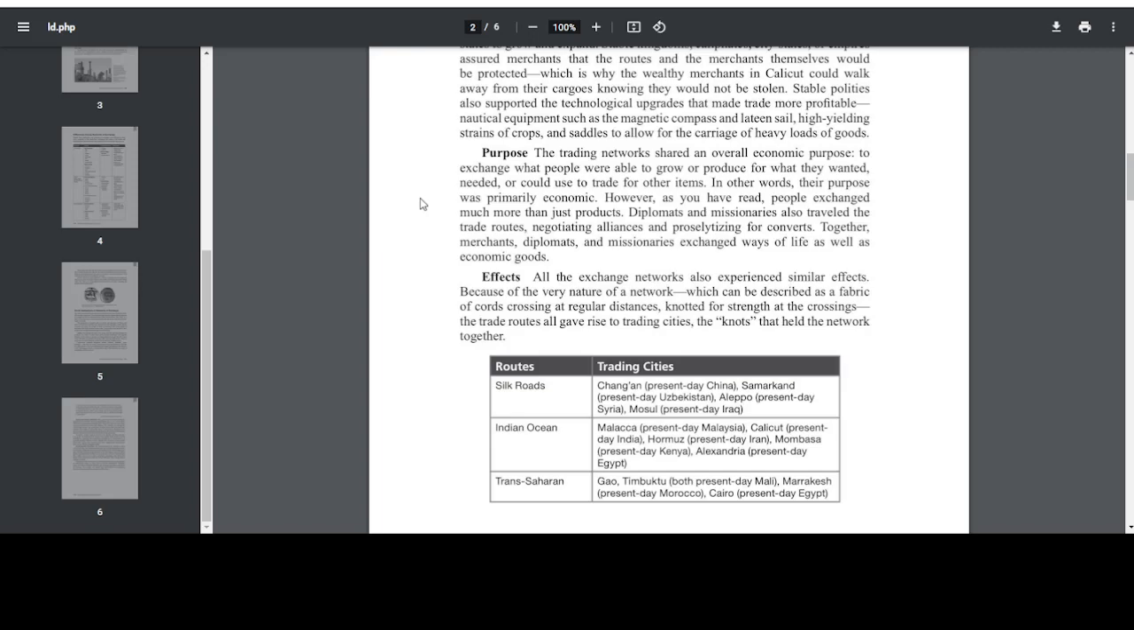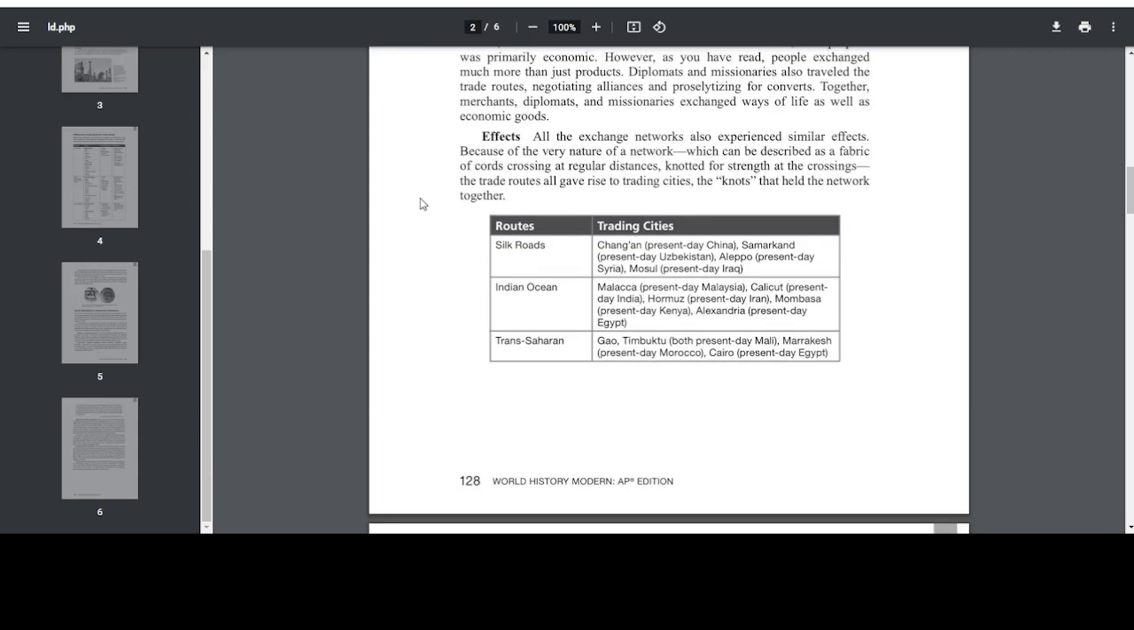However, as you have read, people exchanged much more than just products. Diplomats and missionaries also traveled the trade routes, negotiating alliances and proselytizing for converts. Together, merchants, diplomats, and missionaries exchanged ways of life as well as economic goods. Effects. All the exchange networks also experienced similar effects. Because of the very nature of a network, which can be described as a fabric of cords crossing at irregular distances, knotted for strength at the crossings, the trade routes all gave rise to trading cities, the knots that held the network together.